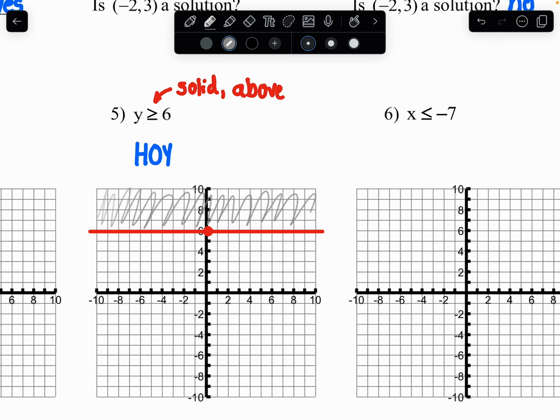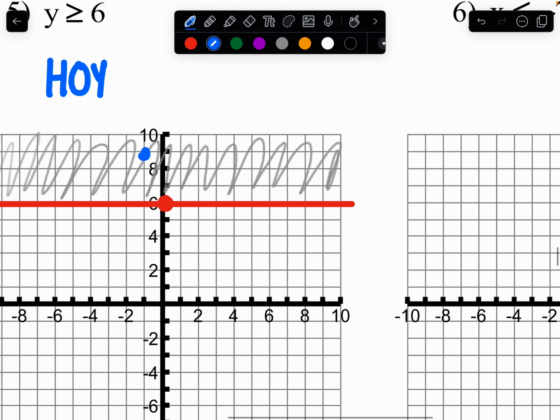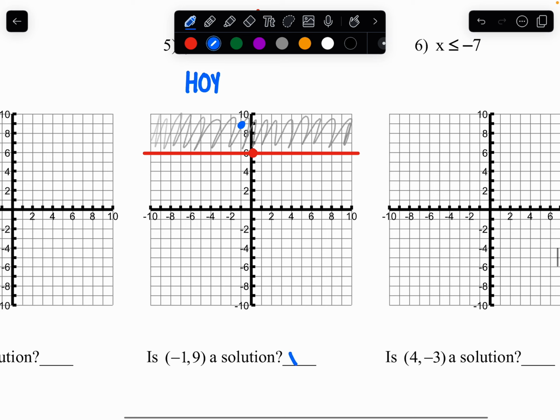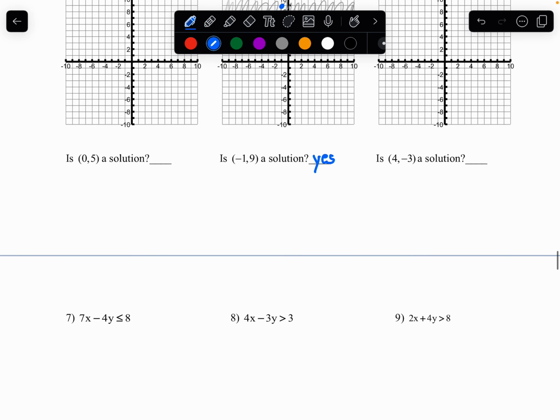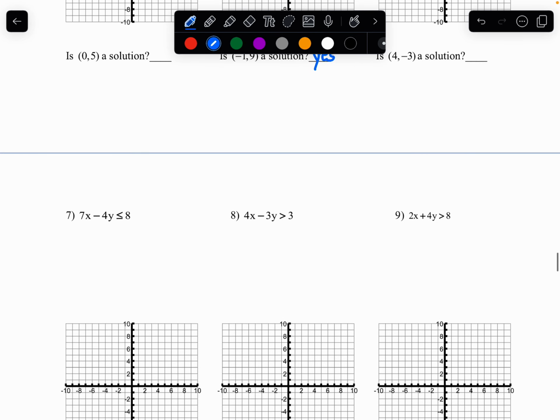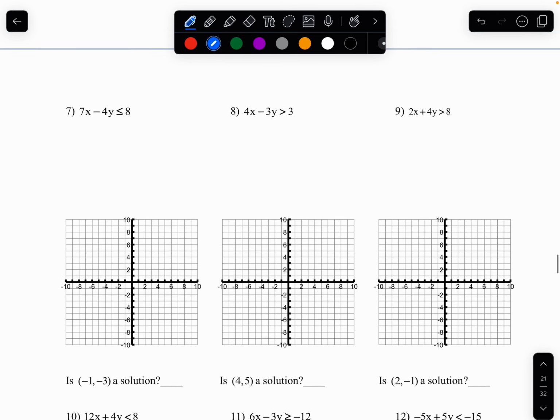Be careful, I'm going to change up the points on some of these. So when I look here, -1, 9 is up here, and that is in the solution set, so we're going to say yes. That's in the shaded area, so it is a solution. Now, these next few are not in y equals mx plus b, so we're going to have to get these into y equals mx plus b.